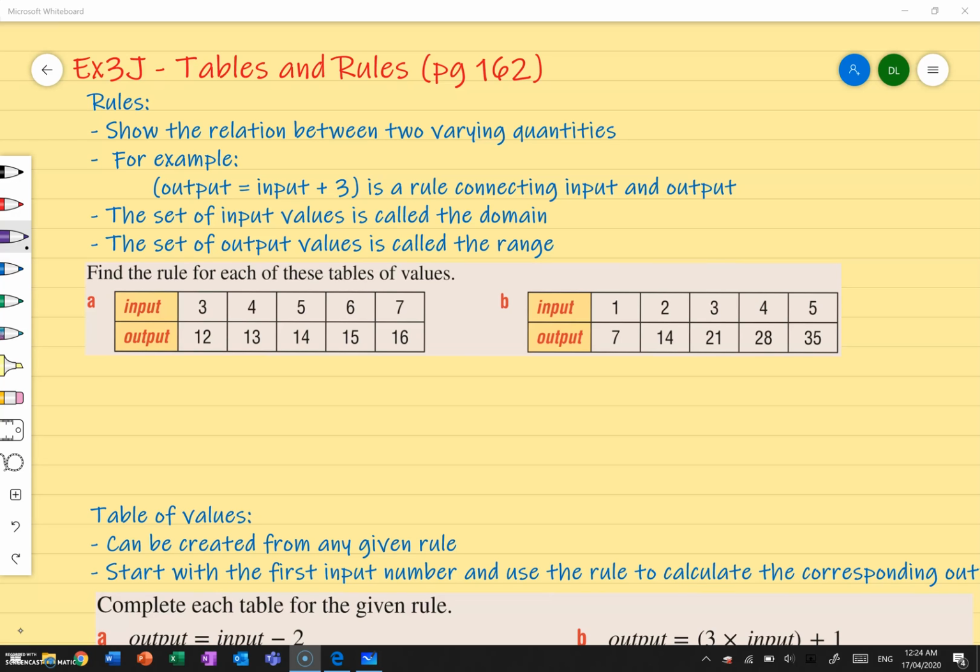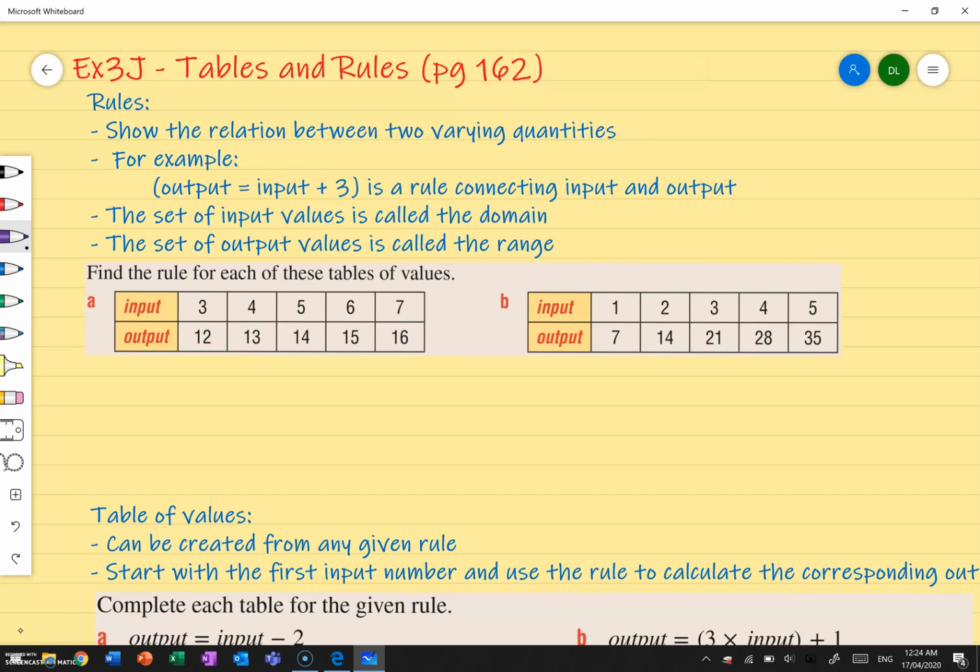This is exercise 3J, which is tables and rules, and is covered on page 162 of your textbook. Great. So we've talked about rules and what rules are when it comes to number patterns and spatial patterns. Rules tell us how two things are related. So in other words, it's the relation between two varying quantities.